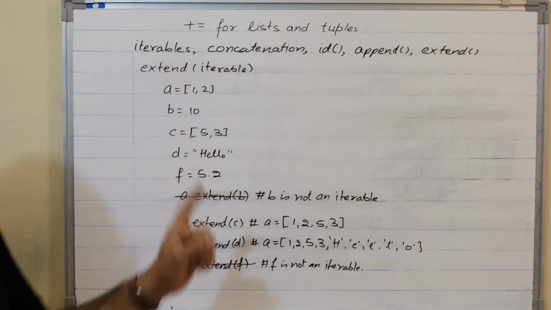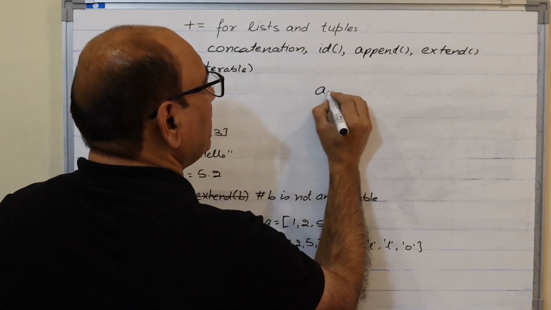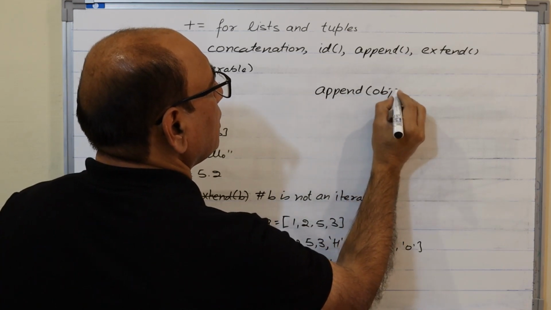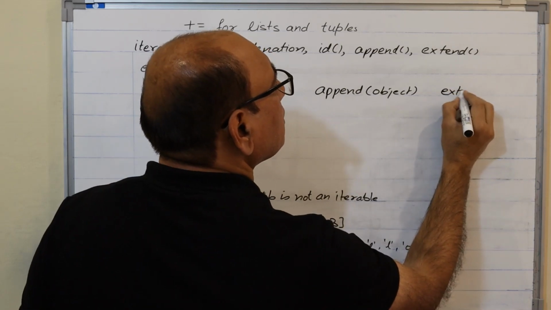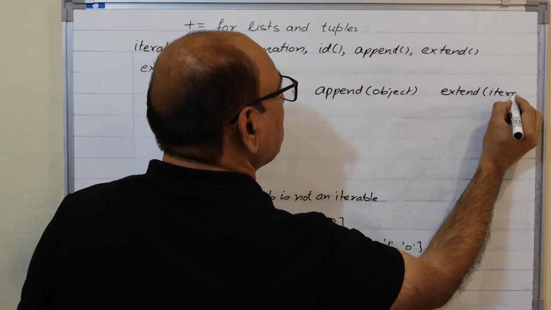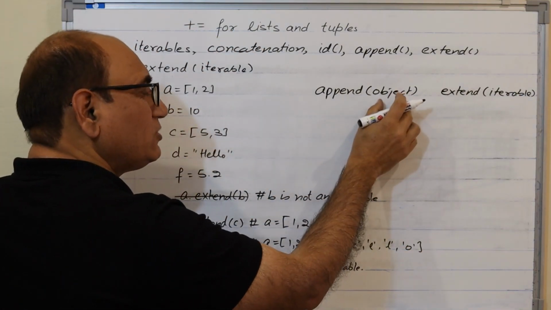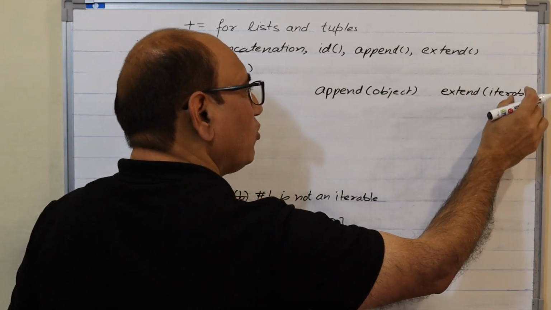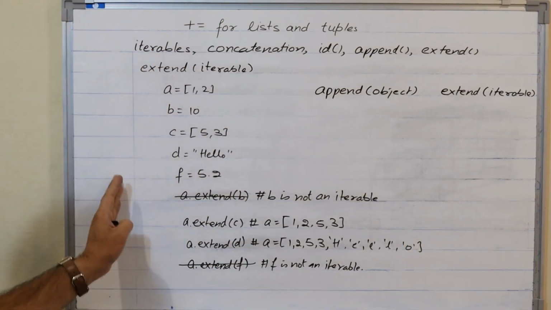Now the difference between extend and append should be very clear. Append takes any object as a parameter, but extend takes only an iterable as a parameter. Append adds this object as a single element to a list, whereas extend appends all the elements of this iterable to the list. I hope this is clear now.